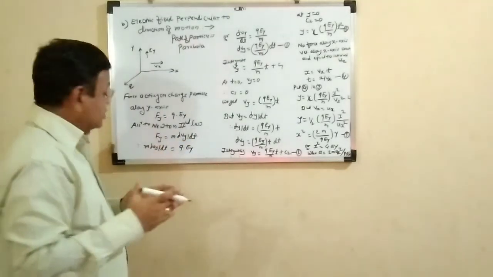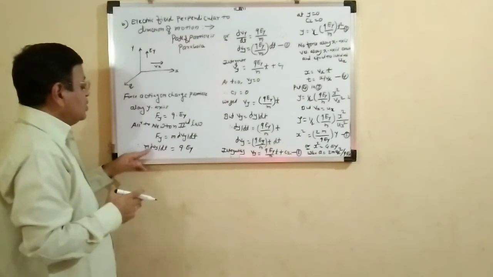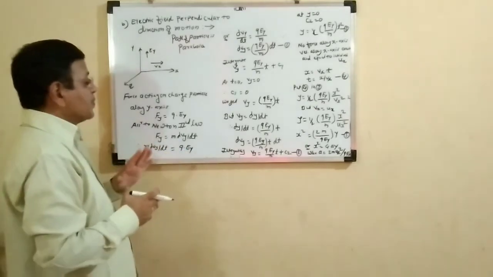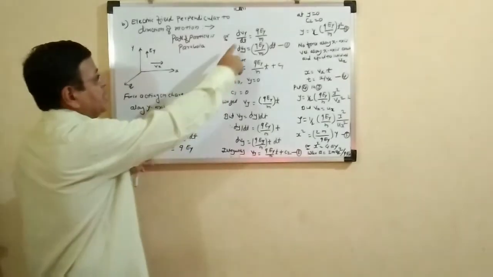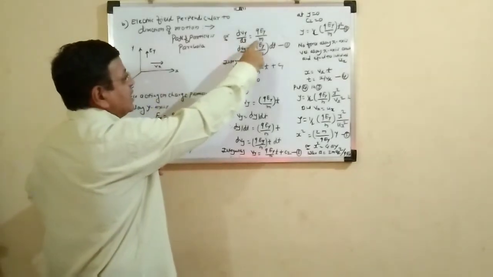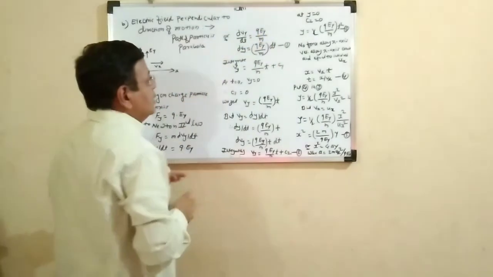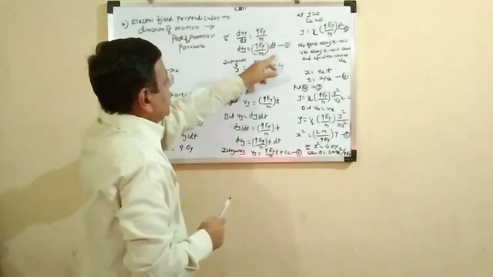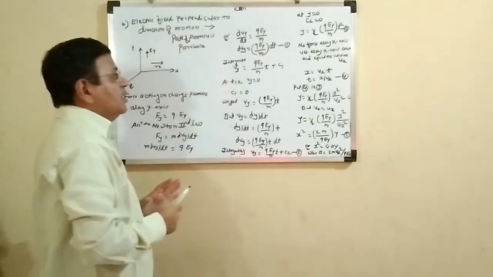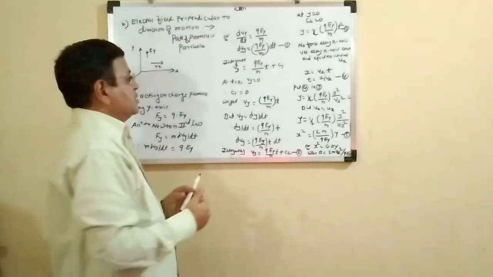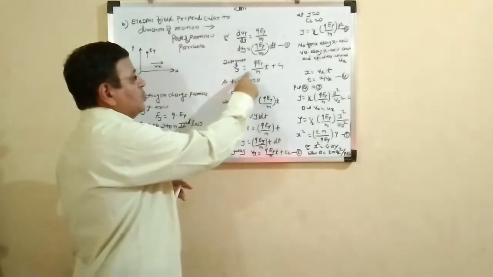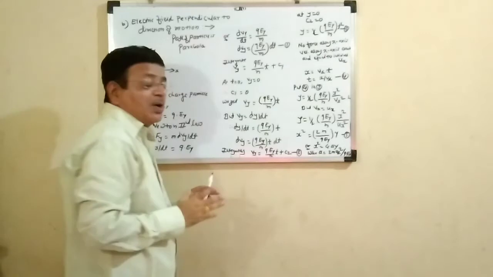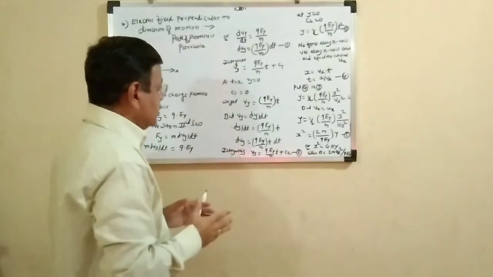Under the Lorentz equation, we write m into dvy by dt equal to q into Ey, or dvy by dt equal to qEy by m. So dvy is equal to qEy by m into dt. Call this equation number 1. Integrating this equation, we get vy equal to qEy by m into t plus c1. What is c1? The constant of integration.